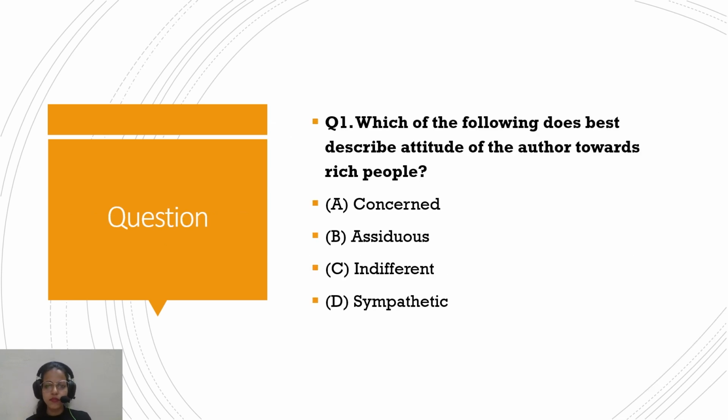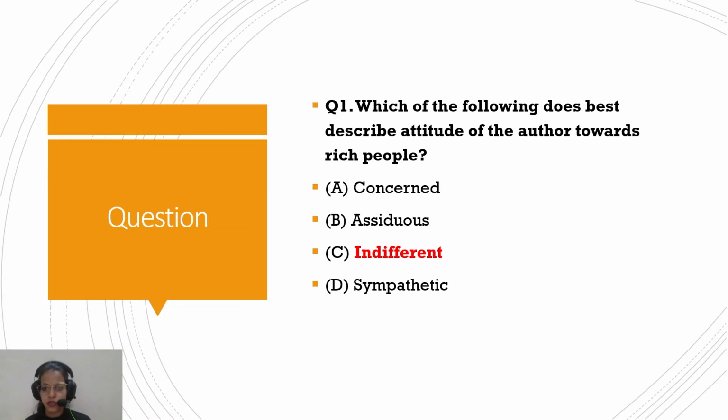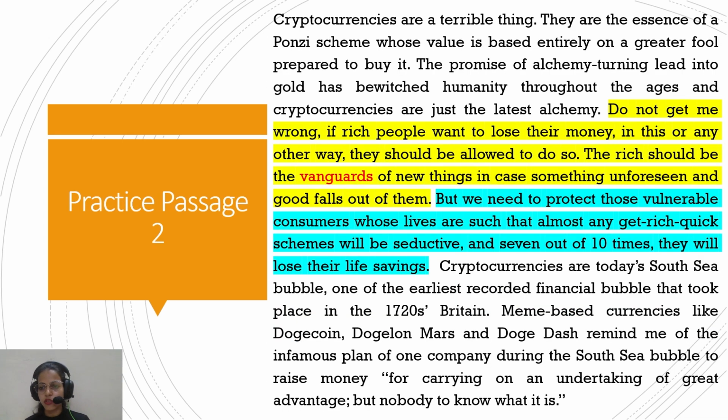Okay. So the question one, which of the following does best describe the attitude of the author towards rich people? Is the author concerned about the rich people? Is the author assiduous about the rich people? Is the author indifferent towards the rich people, or is the author sympathetic towards the rich people? Let's see what the author has been saying about rich people.